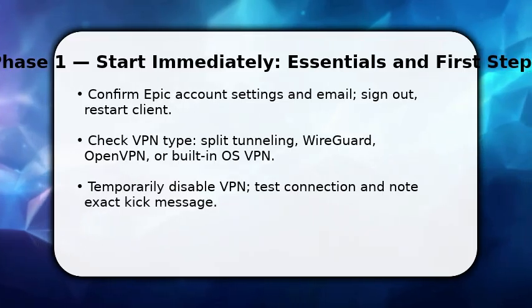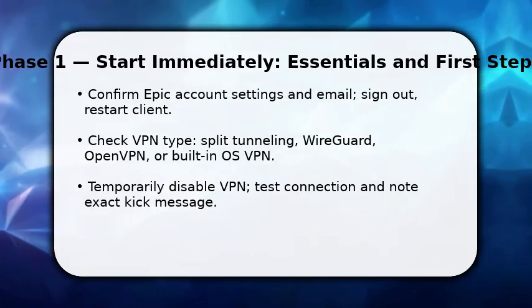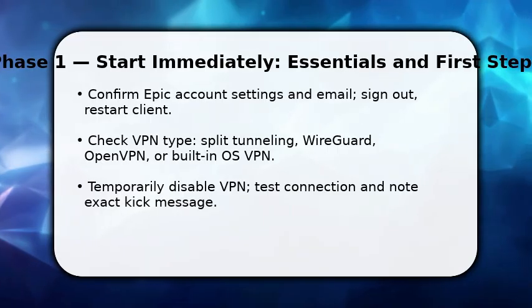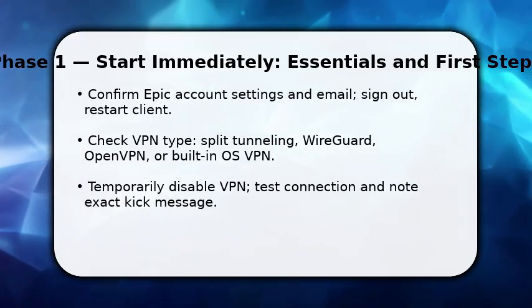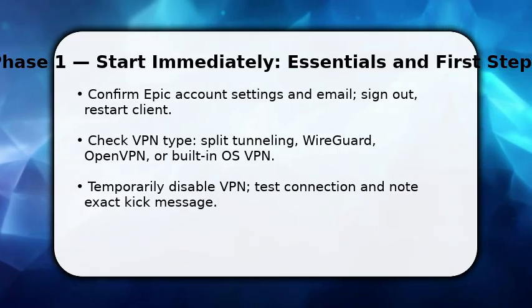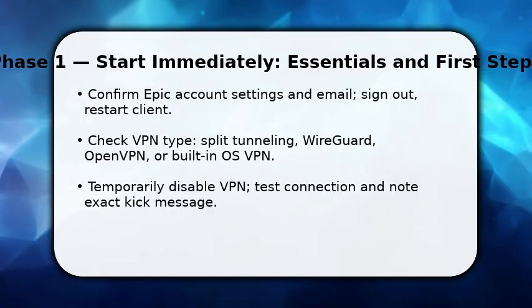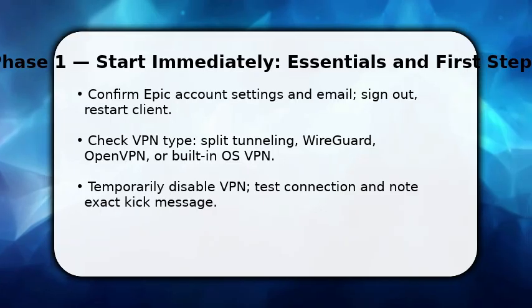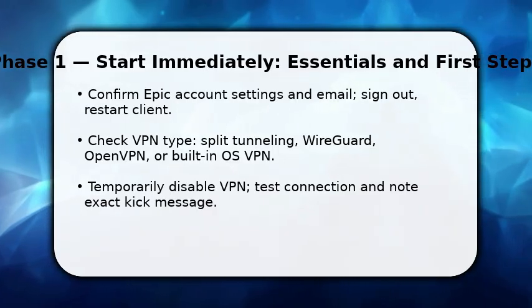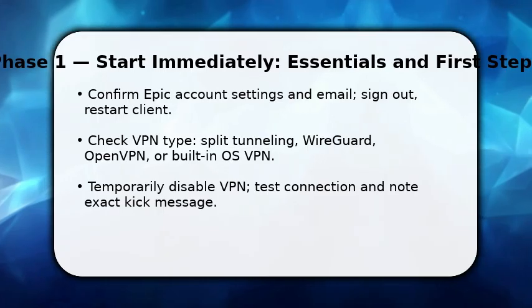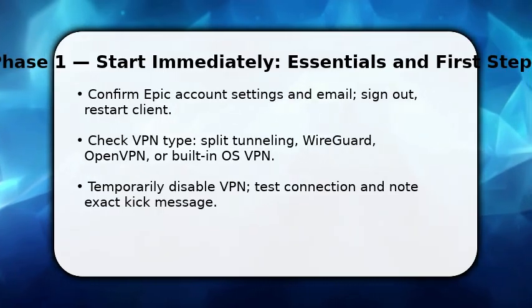You start by confirming account and client basics, sign out of Epic, restart the launcher, and note the exact Kick wording. Next, identify your VPN type, WireGuard, OpenVPN, or a router/ISP tunnel, because different protocols interact with Epic services differently. Once done, temporarily disable the VPN and launch Fortnite to reproduce the error. This proves whether the VPN causes the kick.